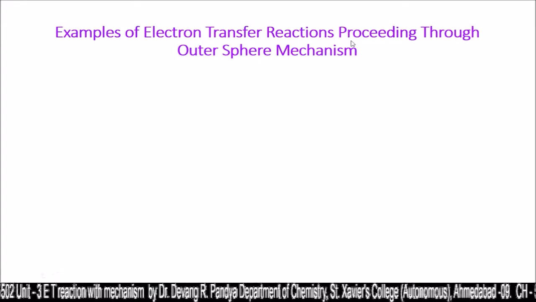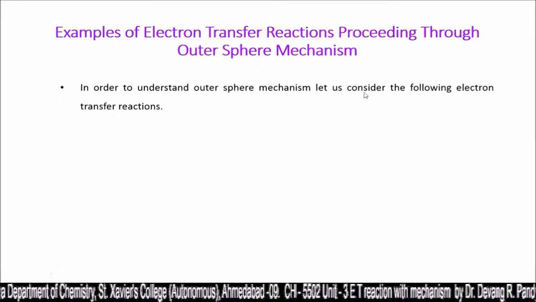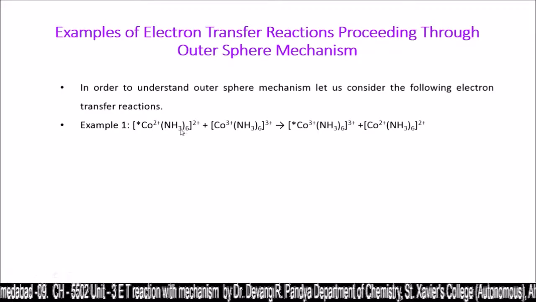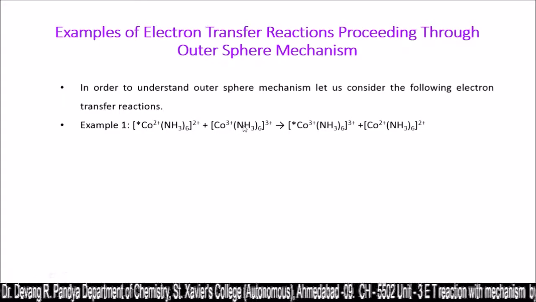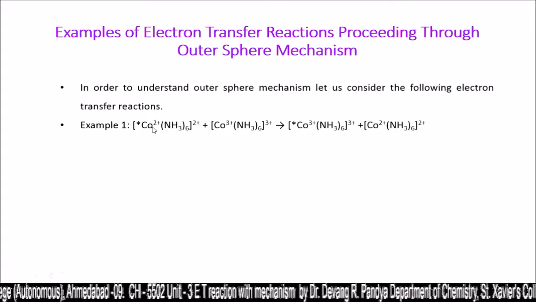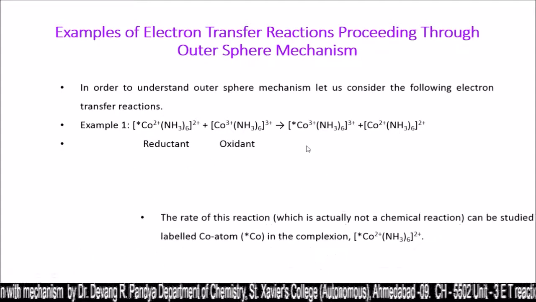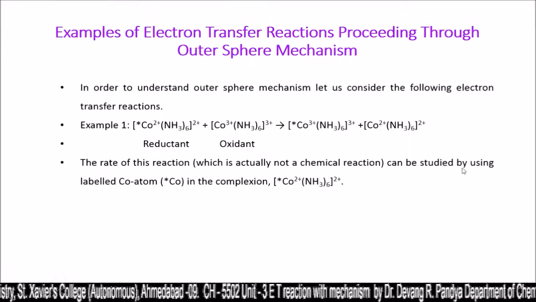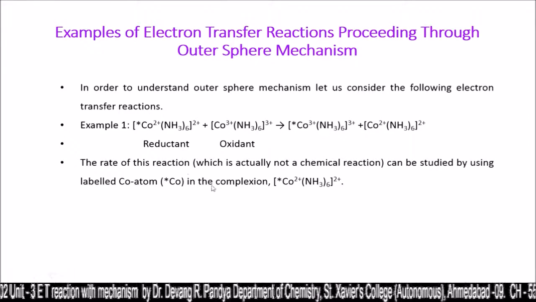Next example of an electron transfer reaction proceeding through the outer sphere mechanism. In order to understand the outer sphere mechanism, let us consider the electron transfer in this reaction. We have hexaammine cobalt plus 2 and hexaammine cobalt plus 3. This one is going to be our reductant, this one is going to be our oxidant, and the transfer of electron takes place from reductant to oxidant. So the reductant turns into the higher oxidation state, the oxidant turns into the lower oxidation state, and we get these products. The rate of this reaction, which is actually not a net chemical reaction, can be studied by using labeled cobalt atom, that is star cobalt, in the complex.